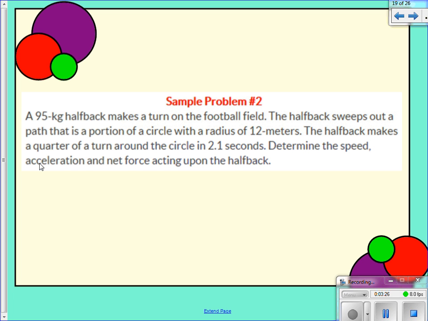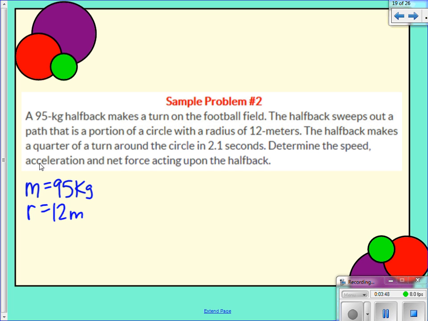All right, let's do some analyzing of the problem. I know the mass of the football player is 95 kilograms. I know the radius is 12 meters. And then, interesting, it gives us some weird information. It says the halfback makes a quarter of a turn around the circle in 2.1 seconds. So let's imagine this a little bit.